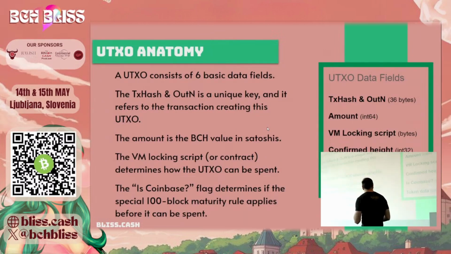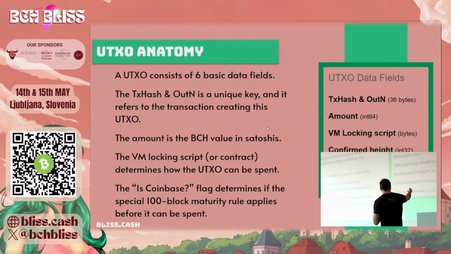So, the UTXO anatomy. It's just a piece of data. Each UTXO has let's say 6 fields, and this is what they look like. The UTXOs are keyed off of the previous transaction that they're invoking: transaction hash and output number. Then the amount in satoshis, and the locking script, which is basically the contract, or the conditions under which that output can be unlocked. And then there's the stuff related to coinbase, if it's a mined coin: the confirmed height, which invokes the maturity rule. You can't spend it until after 100 blocks. This is what a UTXO looks like, just so we know what data we're talking about.